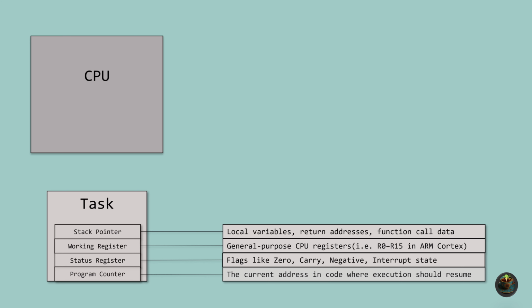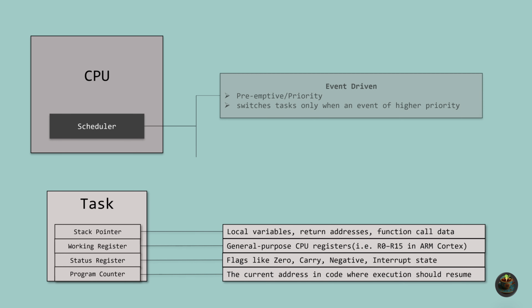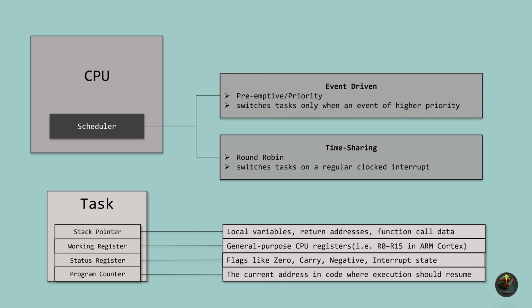Now, who decides which task runs and when? That's the job of the scheduler, the core logic of task management. In some systems, it's event-driven. Tasks are triggered by external events or interrupts. In others, it's time sharing. Each task gets a fixed slice of time, like a rotating spotlight. No matter the method, the scheduler ensures one thing, that every task gets its time, precisely, predictably, and without missing a beat.